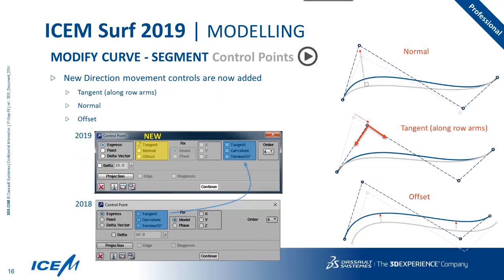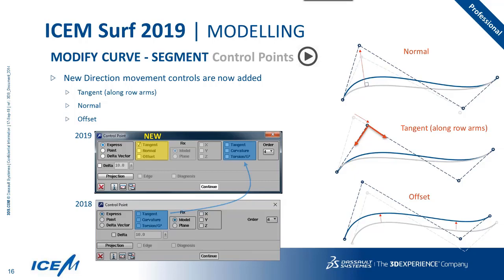We've now got a new change to modify curve segment. You'll see at the bottom of the screen, that's what it looked like in 2018. Now in 2019, we've added a new little table on the left-hand side in yellow. I don't know if you agree with me here, but when you're moving control points around in a patch, you know exactly where they're going to go, more or less, with normal, tangent, and offset. But with curve modification, sometimes, particularly for new users, I found it a little tricky.